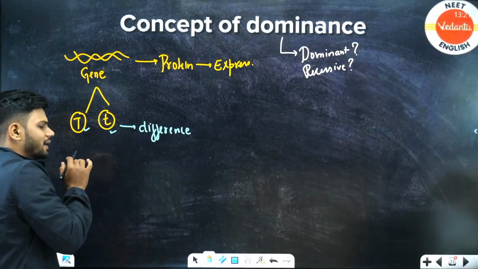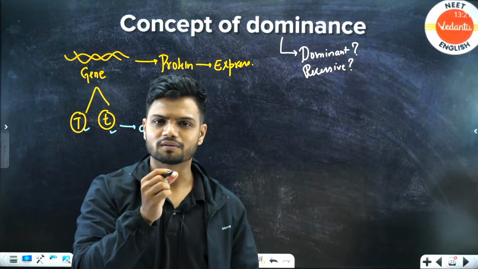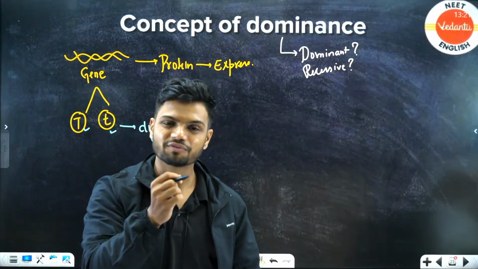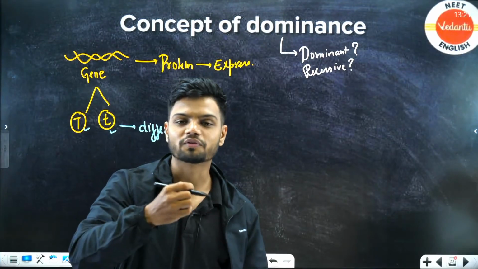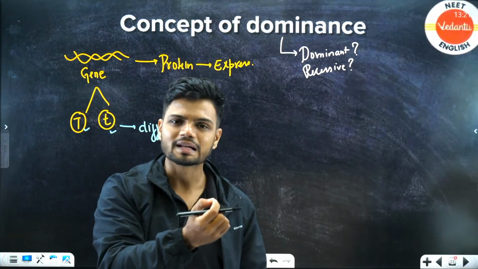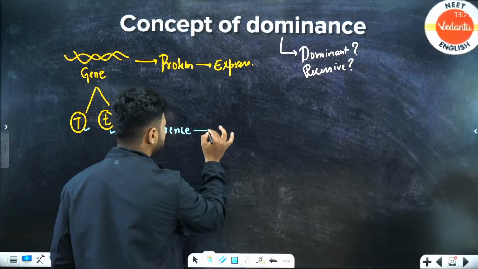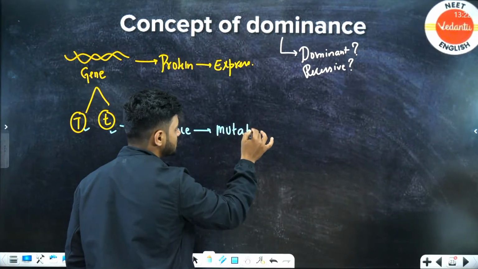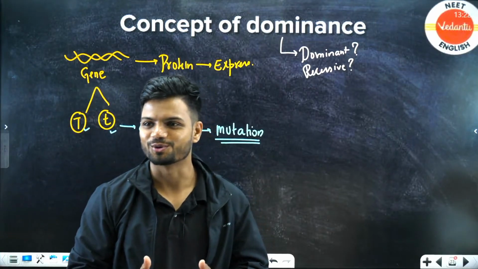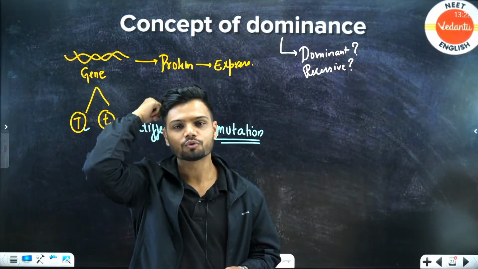Can I tell small t is going to be a little different from capital T? Yes, small t is going to be different than capital T. The main reason for the difference could be some form of mutation. Yes, Sony is the topper. Yes, it could be because of some form of mutation, right?